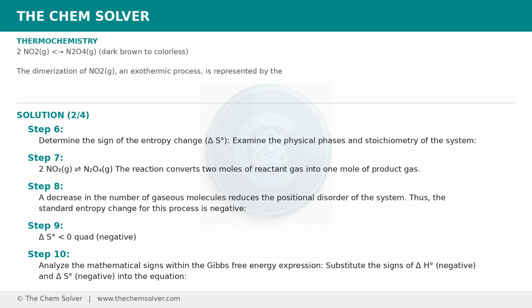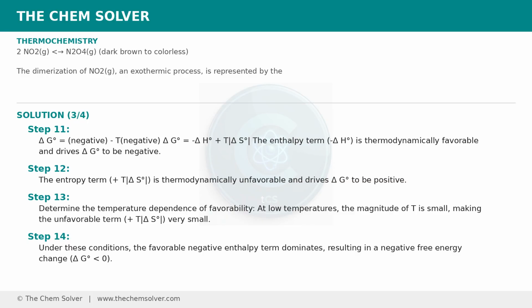Determine the sign of the entropy change. ΔS° is negative. ΔG° = ΔH° + TΔS°. The enthalpy term, ΔH°, is thermodynamically favorable and drives ΔG° to be negative. The entropy term, plus TΔS°, is thermodynamically unfavorable and drives ΔG° to be positive.